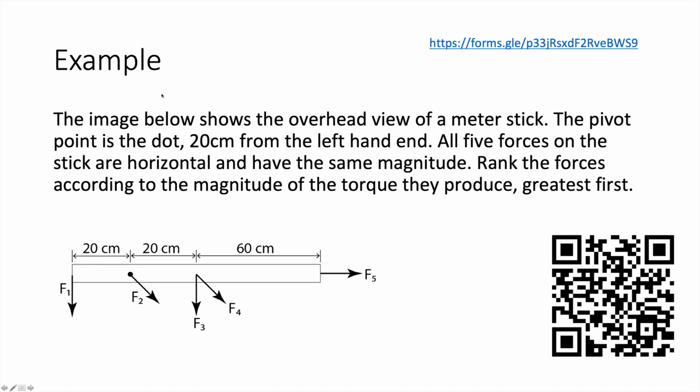So here's a problem for you to try. The image below shows the overhead view of a meter stick. The pivot point is the dot, 20 centimeters from the left-hand end. All 5 forces on the stick are horizontal and have the same magnitude. Rank the forces according to the magnitude of the torque they produce, greatest first.